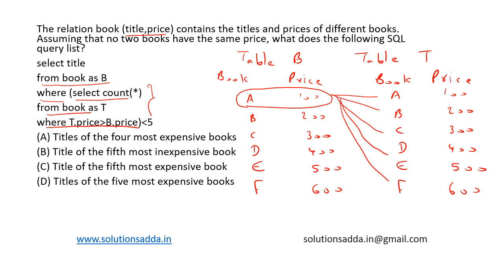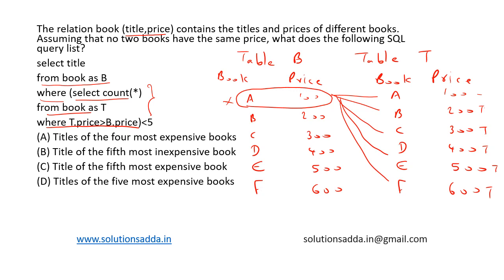Now 100 is equal to 100, so this will not be true. This will be false. Second case, T.price 200 is greater than 100, so this will be true. This will also be true, this will be true, this will be true. It returns 1, 2, 3, 4, 5. 5 is less than 5, this is false.